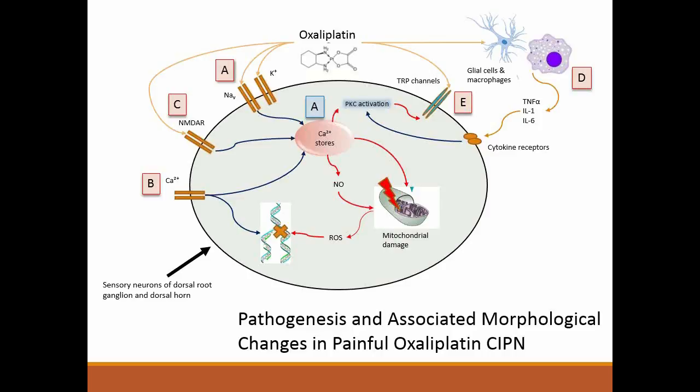Intracellularly, all of these different mechanisms of action activate intracellular calcium stores, and this is the real hub of where things tend to go wrong. This is responsible directly and indirectly for mitochondrial damage and oxidative stress. This in turn leads to demyelination and disruption of the cytoskeleton, and it also eventually leads to inhibition of DNA replication and eventual cell death. So even though this is a brief overview, you can get the picture of what happens both outside the cell, the neuron, and inside the neuron.